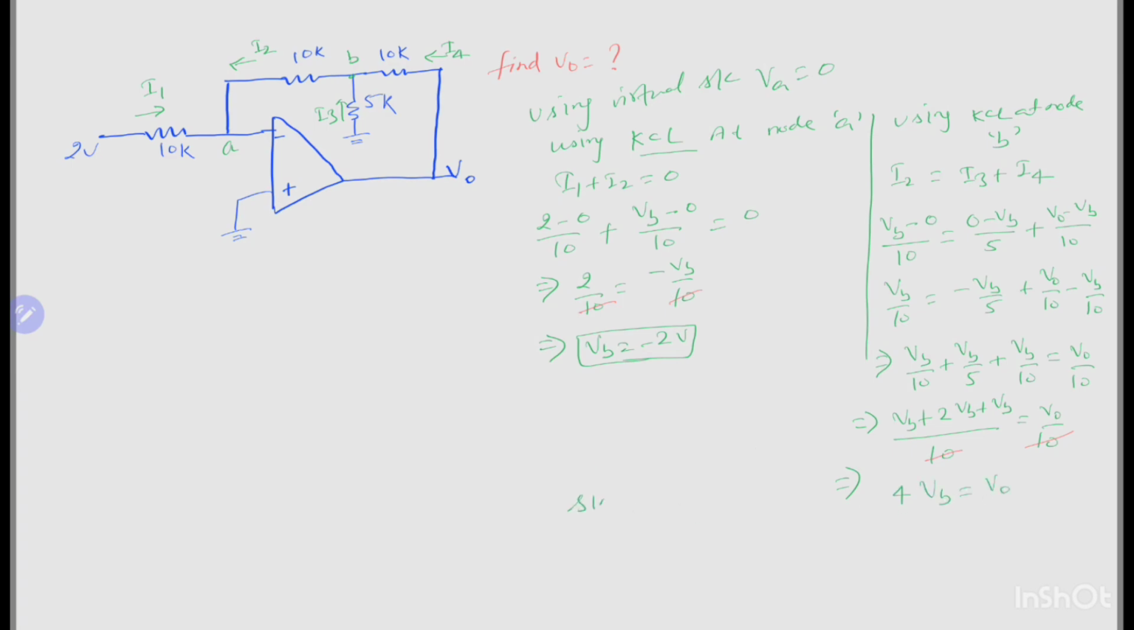And since VB equal to minus 2 volt, then V0 equal to 4 into VB, 4 into minus 2 equal to minus 8 volt. V0 equal to minus 8 volt. This is the answer.